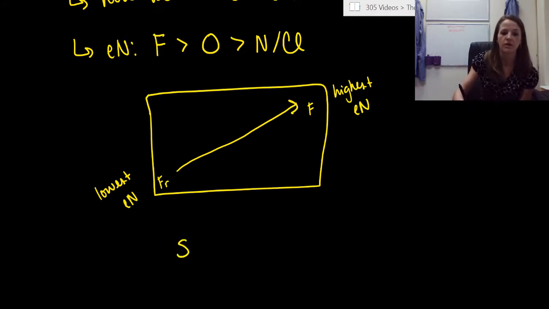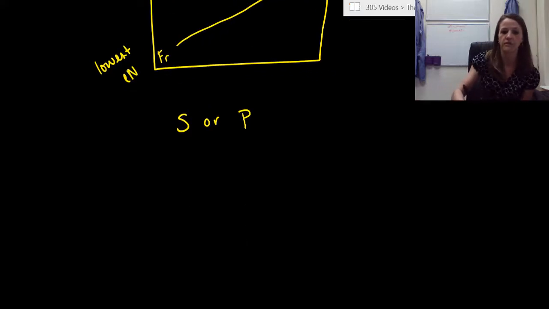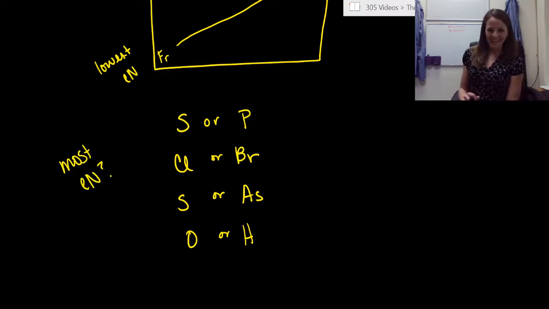Out of these atoms, sulfur or phosphorus, which one is the most electronegative? And we're going to do four of these. Chlorine or bromine, sulfur or arsenic, oxygen or hydrogen. Go. All right, did you get an answer?